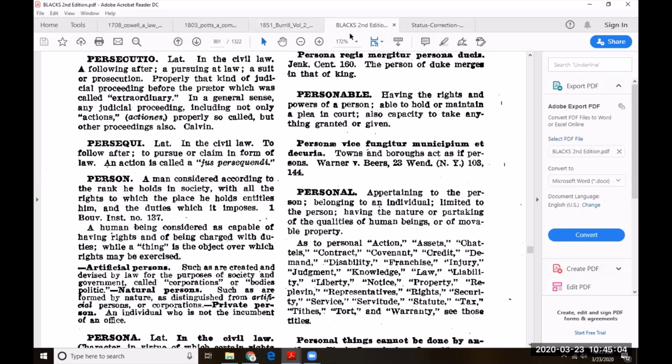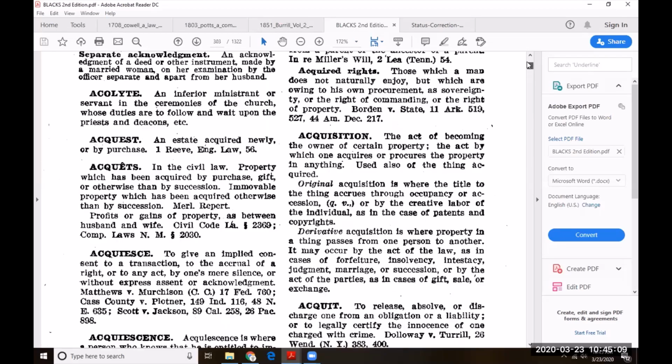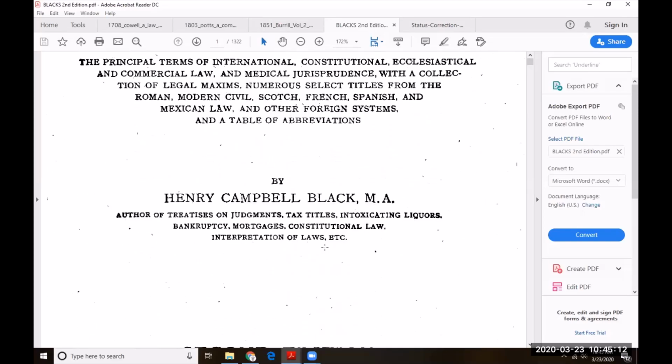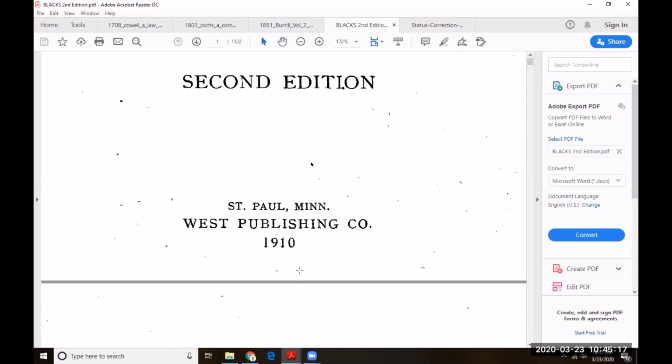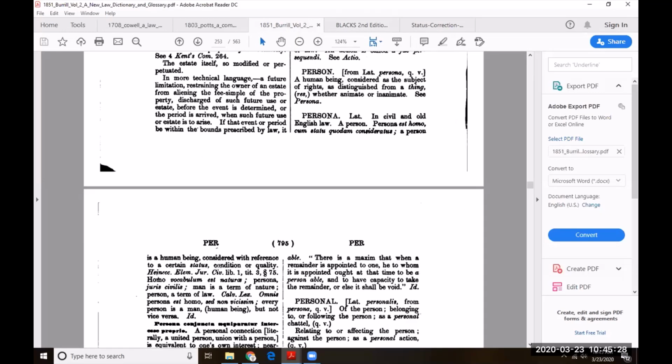Let's jump back, because dates matter. Let me show you the date of when this law book was produced. This is the second edition, 1910. It was published. We're going to go back to 1851. Burrill, A New Law Dictionary, Volume 2. And let's read person. A human being considered as the subject of rights, as distinguished from a thing.